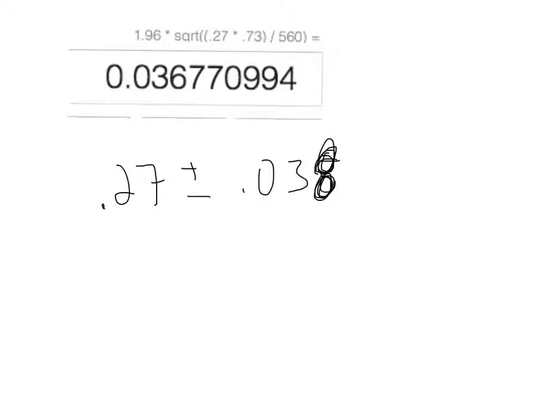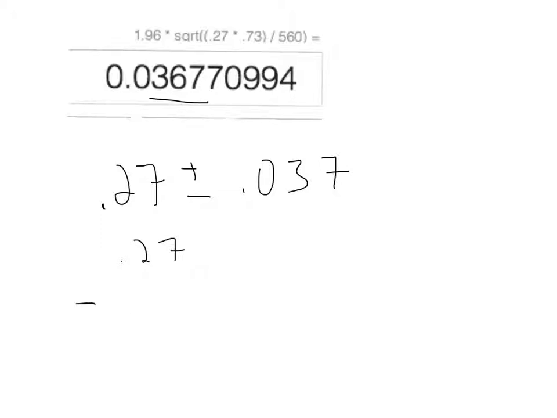So that would round, no, it would round to 0.7. What am I doing? So 0.037. Okay, and then we're just going to add and subtract it. So let's see.